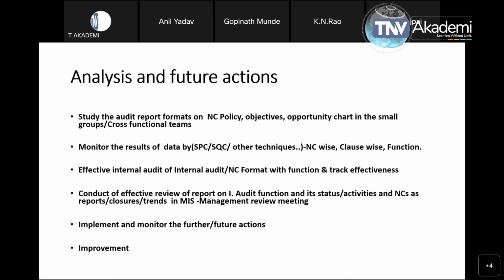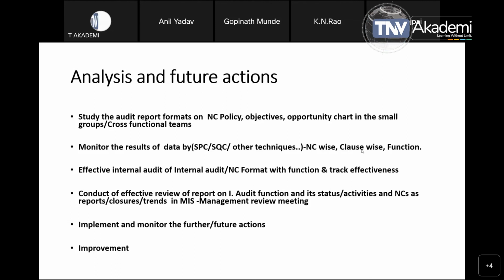because we want to study the audit report formats on NC policy, objectives, opportunity chart. When the system has taken root in the organization, they have run the 100 meters of the race in the first term of their audit schedule. Now they have to go to 200 meters. Maybe finally they have to go to the marathon. If they don't do the study, how will they reach the marathon situation, how will they be certified ultimately, and how will they achieve the desired results of the certification?